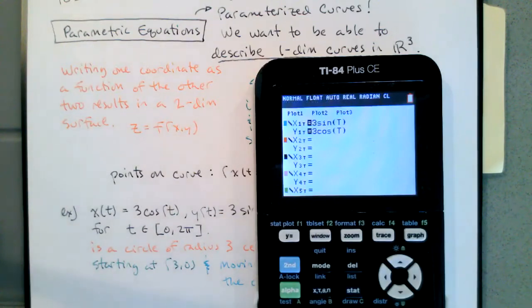Now, when I hit the y equals screen, each graph has 2 inputs. I have an x function and a y function, so x1 of t and y1 of t. So I want x equals 3 cosine t and y equals 3 sine t.